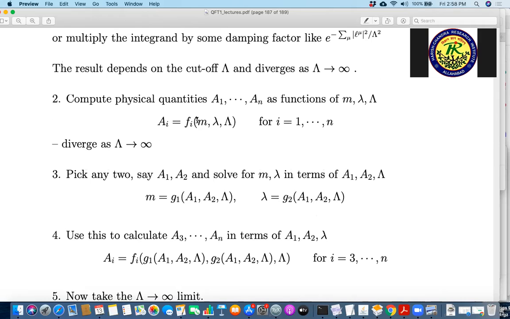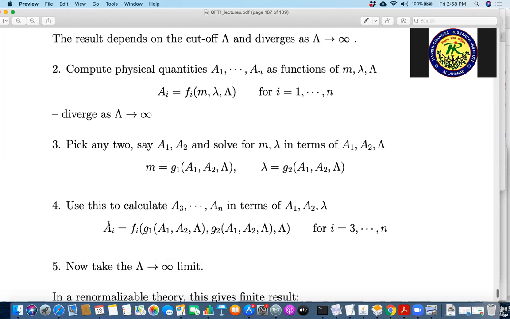Well, the point is that the relationship between these and observable masses has infinities. If you think of the physical mass, let's say the observable mass is A1, then A1 expressed as a function of lambda and m is actually infinite. This infinity comes because we are taking higher order terms in the perturbation. If we had taken only the first two orders, in which there is no loop momentum integration, then we are supposed to get some finite answers.